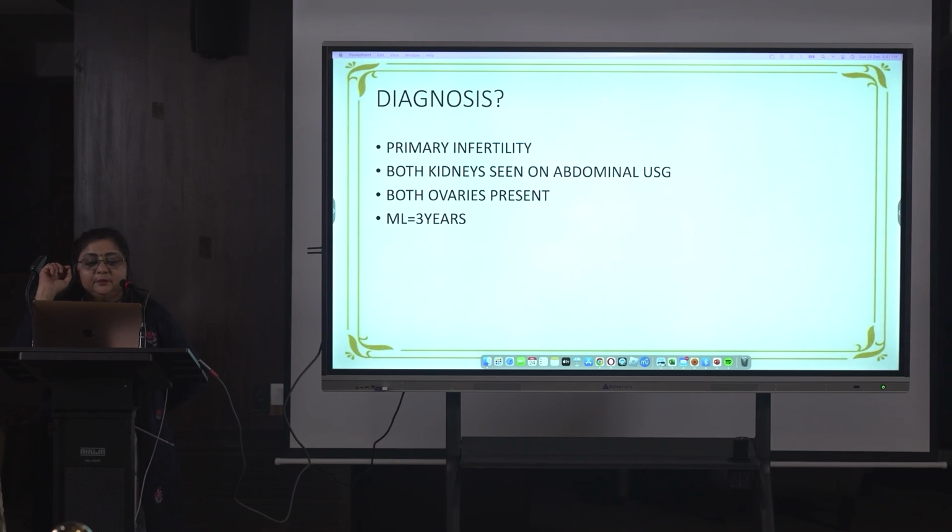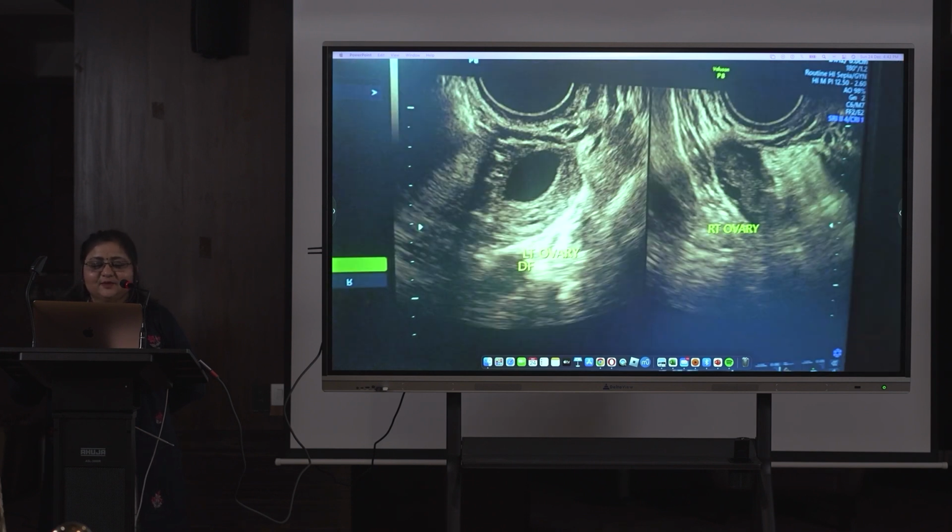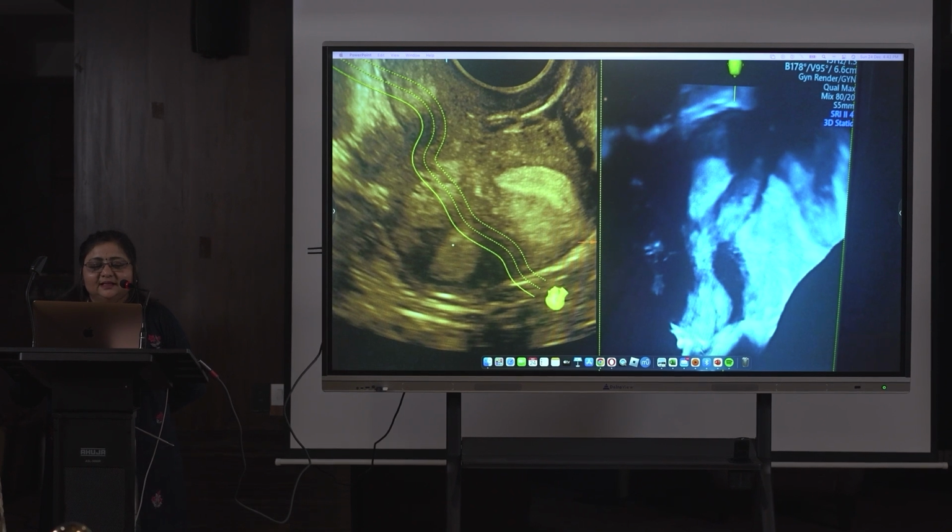Next patient: primary infertility, both kidneys are seen on ultrasound, both ovaries are present, and married life is 3 years. This is the 2D picture. Provisional diagnosis? Bicornuate, septate, quadriseptate. These are both ovaries. Can you make out something in this picture?